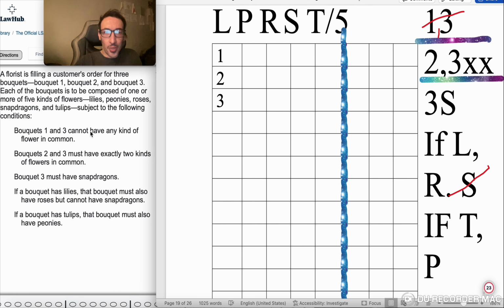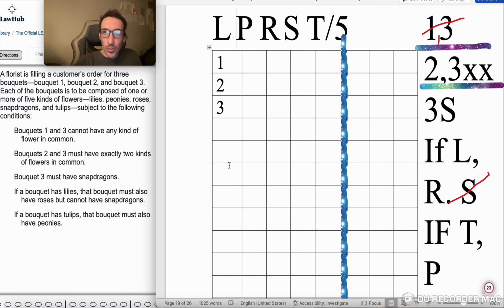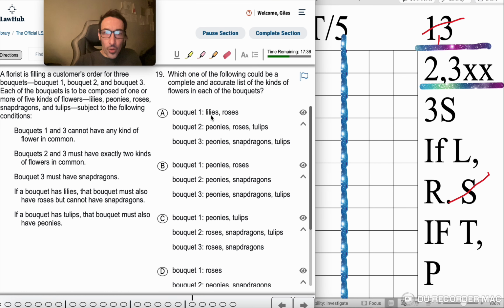Bouquet 1 and 3 cannot have any of the same kinds of flowers in common. So if you look here, I put 1, 3, and I crossed it off. So 1 and 3 are not allowed to have the same kinds of flowers. So let's go see where they are the same. If you look at choice B, it is the same, so go ahead and remove it.